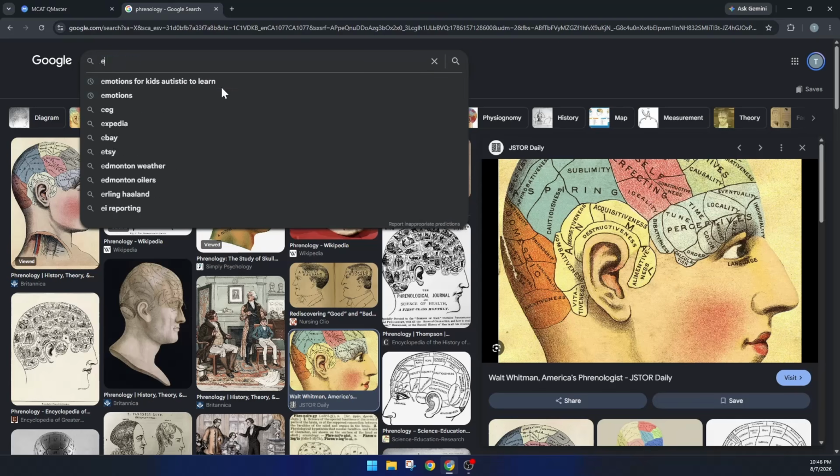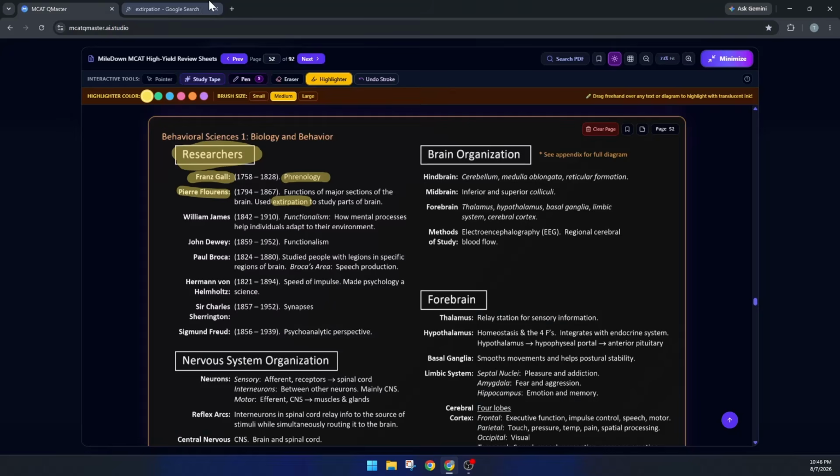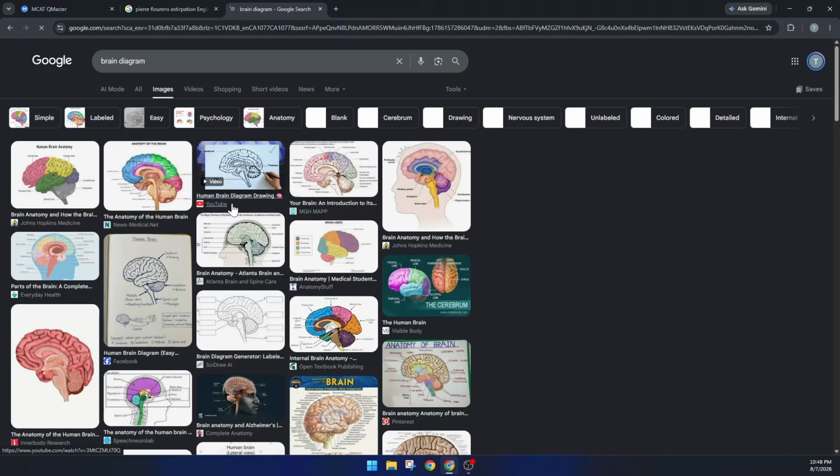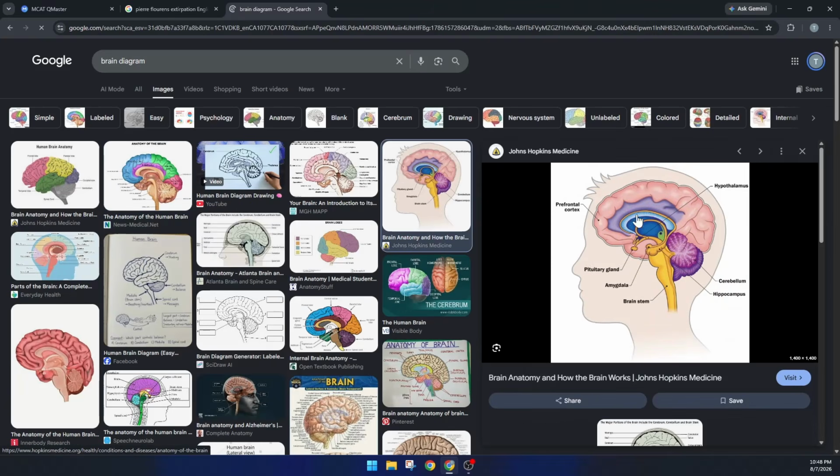And for extirpation, for Pierre Flourens. Okay, so as you can see here, every time I type in Pierre Flourens extirpation, it comes up in French, so I have to put it in English. So you can just type that in, and you see Pierre Flourens used extirpation, also called experimental ablation, to study the brain. This method meant surgically removing or destroying a specific part of the animal's brain in order to see how the animal behaved afterward. So for example, okay, let's say this is the child's brain over here, right?